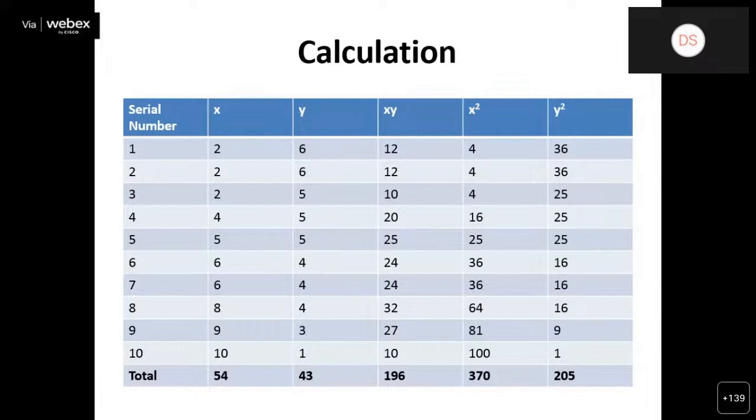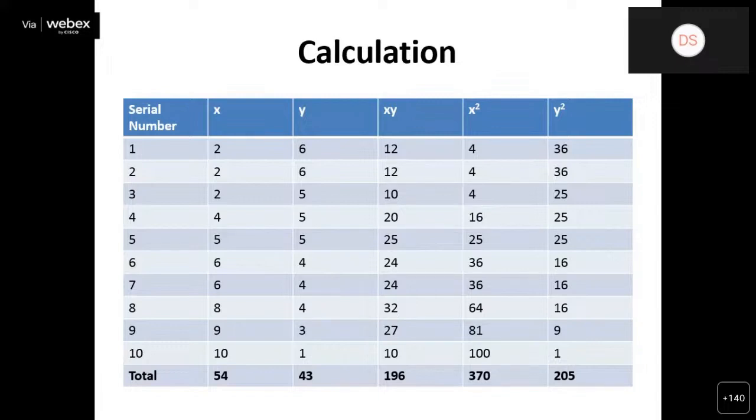And we also need to calculate the standard deviation. For that purpose, sigma x square by n. Sigma x square is 370. So 370 divided by 10 is equal to 37. So 37 minus x bar square, 5.4 squared. Then you take the square root of it. That is the standard deviation of x.